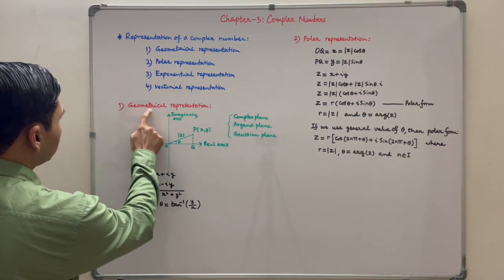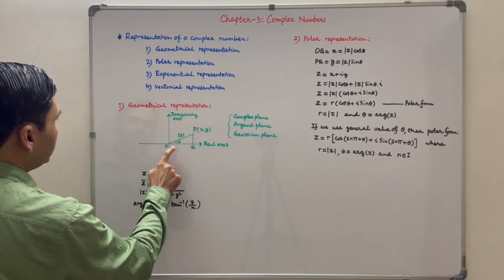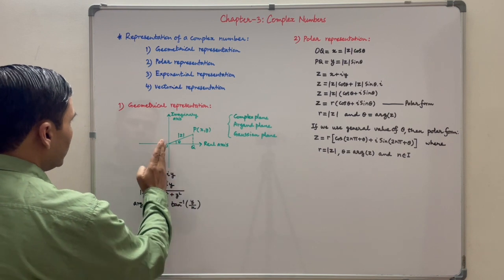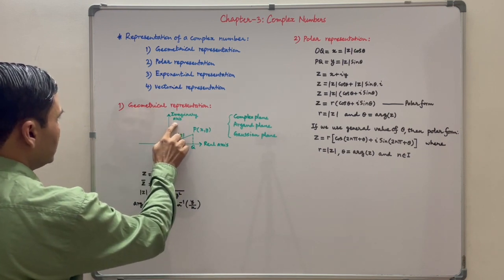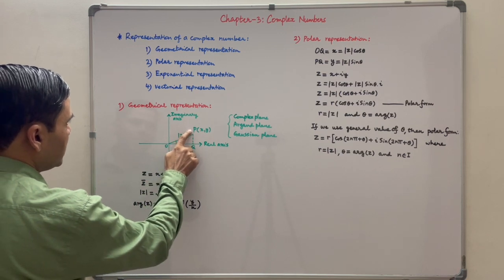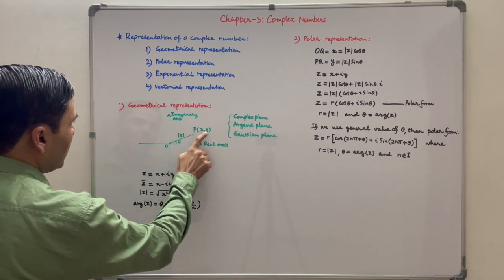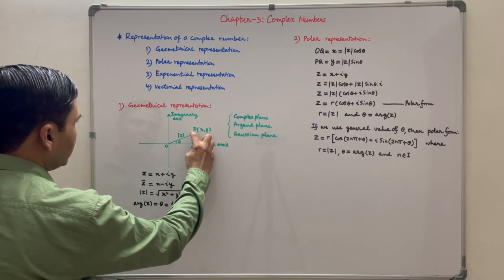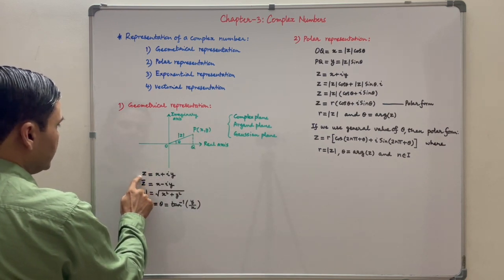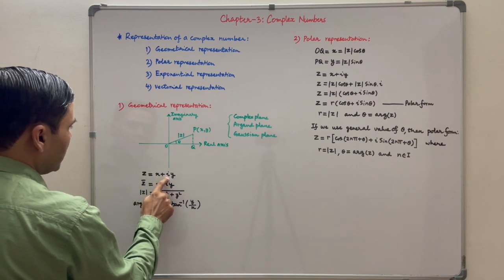First one, geometrical representation. We have already seen this. Horizontal line is called as real axis, vertical line is called as imaginary axis. They intersect at origin. Suppose there is a point P represented by ordered pair x, y. This is x and this is y. So complex number it represents is z is equal to x plus iy.